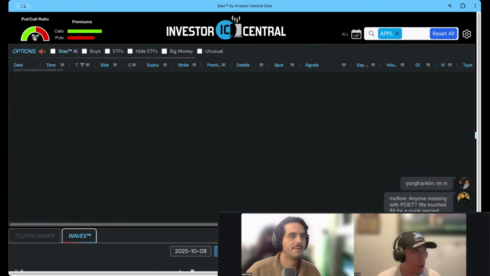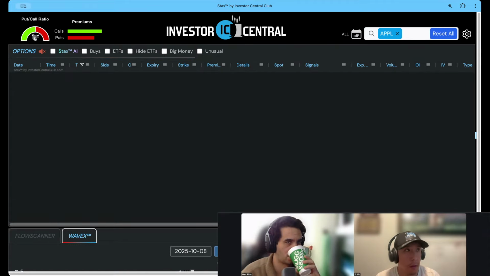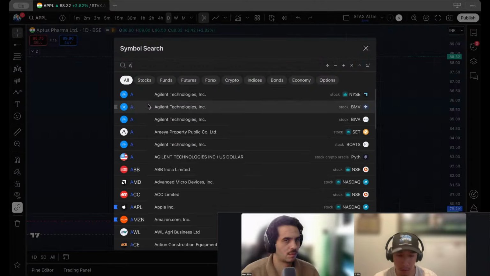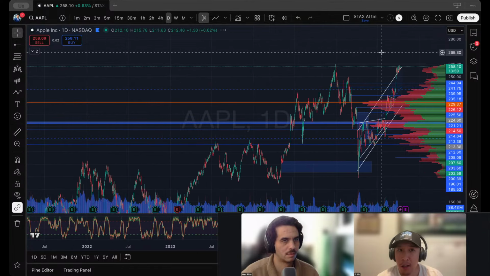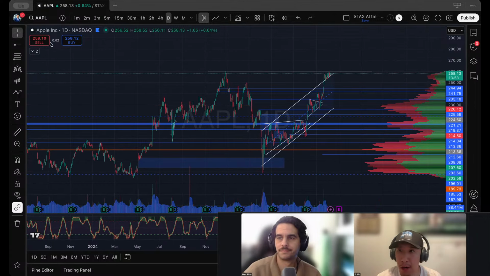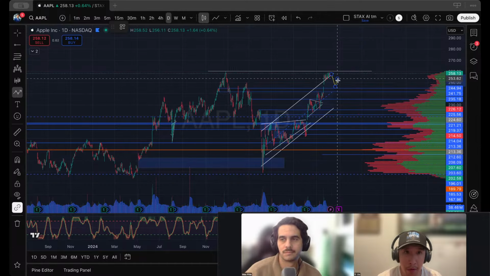Apple. Pull up the chart first. AAPL. That's why it's not pulling up. My bad. Apple testing all-time highs. Wouldn't be surprised to see some rejection before we go up higher. There is a gap down below. So I'd say worst case scenario, we come back down to fill that gap before we come back up.